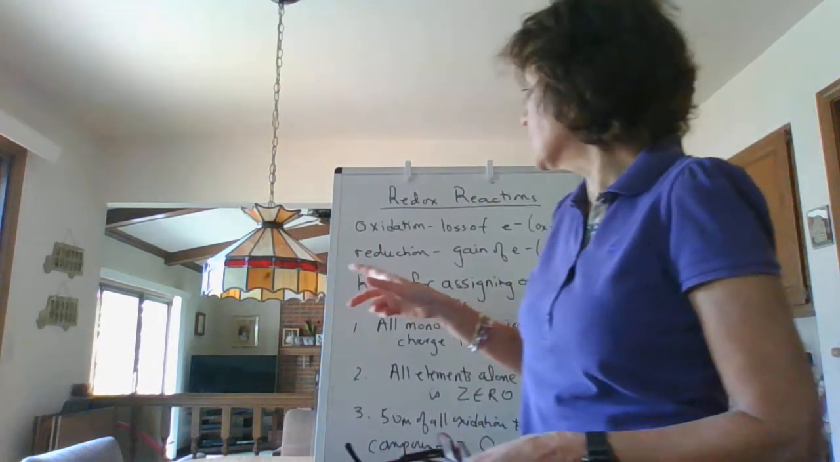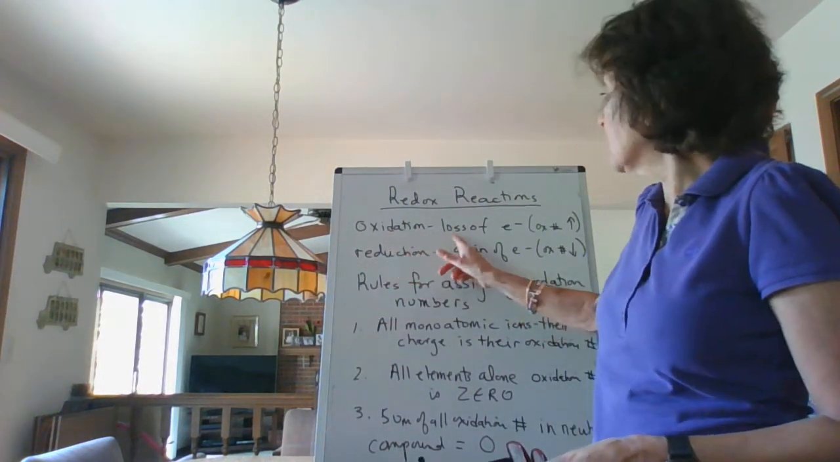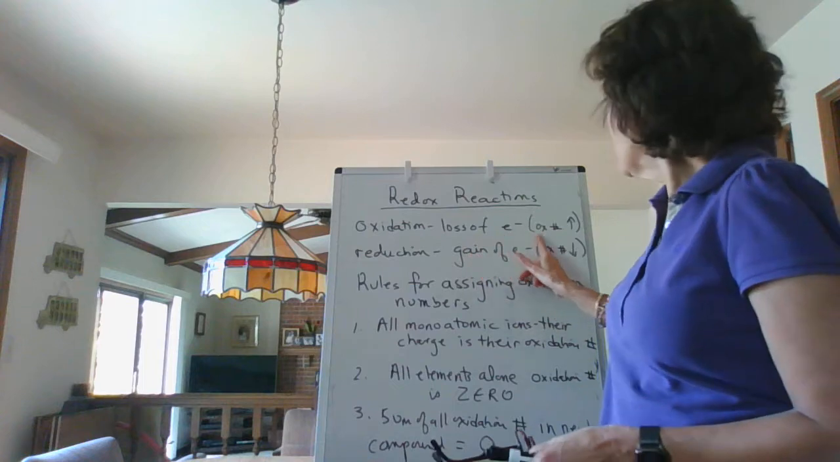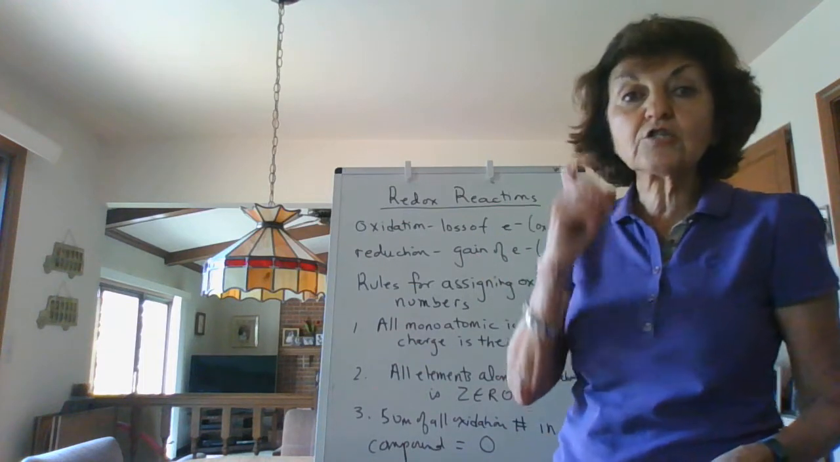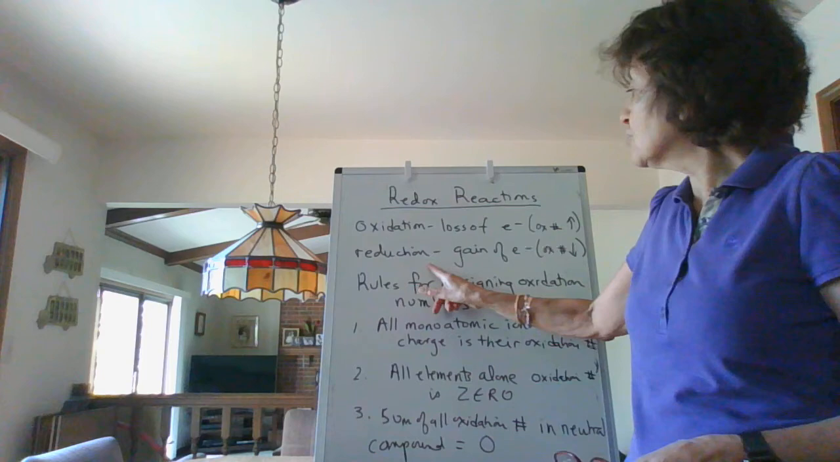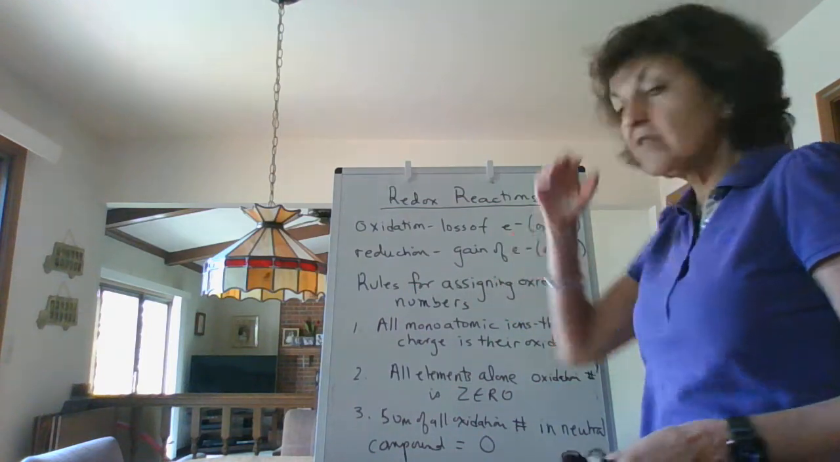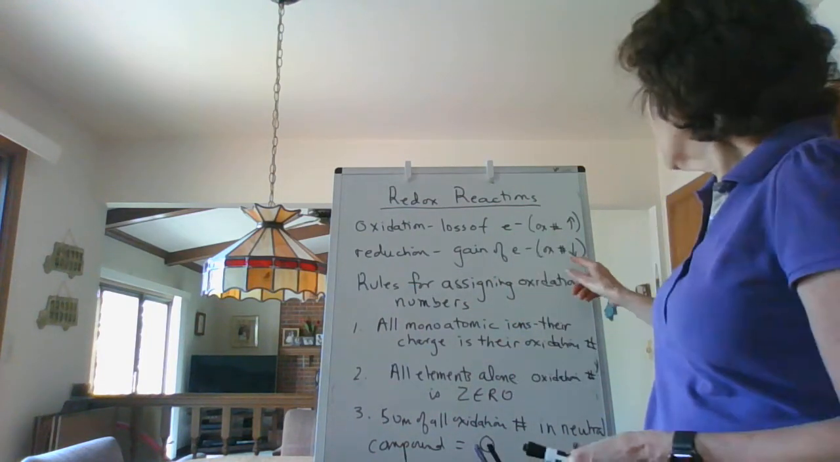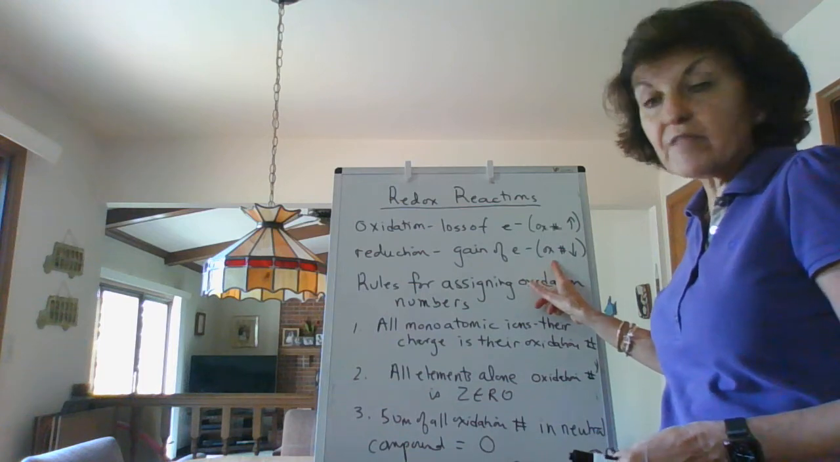So we'll get into all of that, but in order to do any of that, we have to learn how to assign oxidation numbers. There are certain rules for that, so I put them up on the board and we'll go through them together. First things first, the definition of oxidation: that is the loss of electrons or the increase in the oxidation number. Reduction is the gain of electrons or the decrease of the oxidation number of that element.